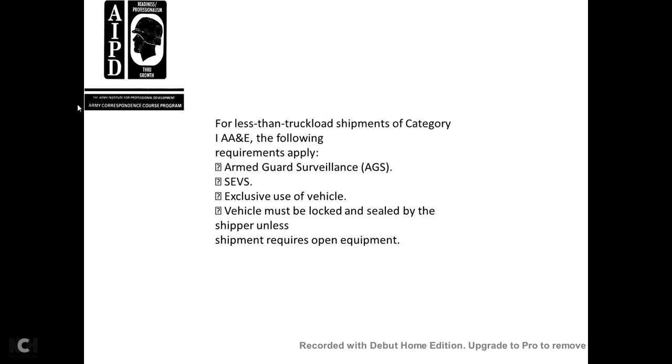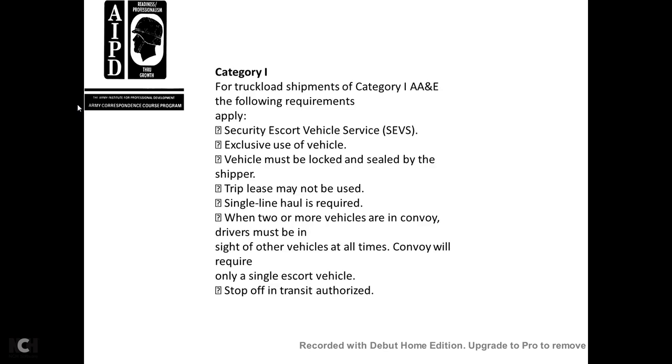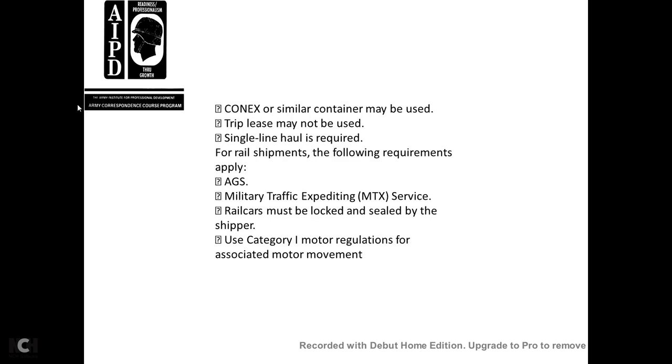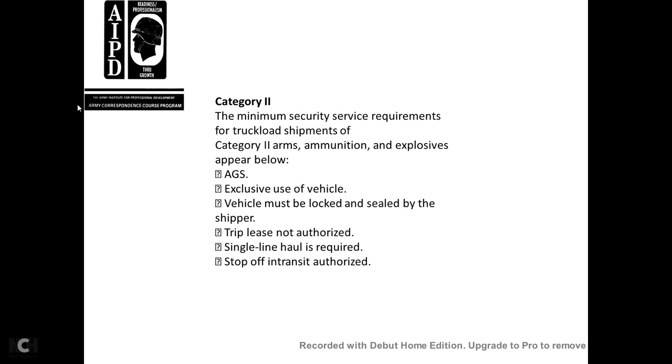For less than truckload shipments of Category 1 arms, ammunition, and explosives, they follow the requirements applying to armed guard services, the security escort vehicle services, and exclusive use of the vehicle must be locked and sealed by the shipper unless the shipment requires special equipment. A Conex or similar container may be used. The triple lease may not be used. Single line haul is required for the shipment. The following requirements apply: the AGS, the Military Traffic Expediting Service. Rail cars must be locked and sealed by the shipper. The use of Category 1 motor regulations is associated with motor movement.